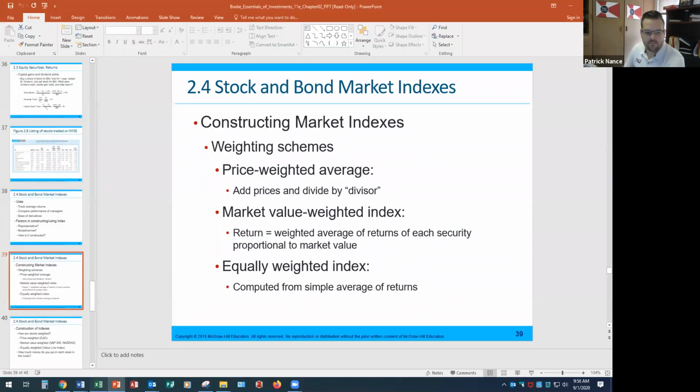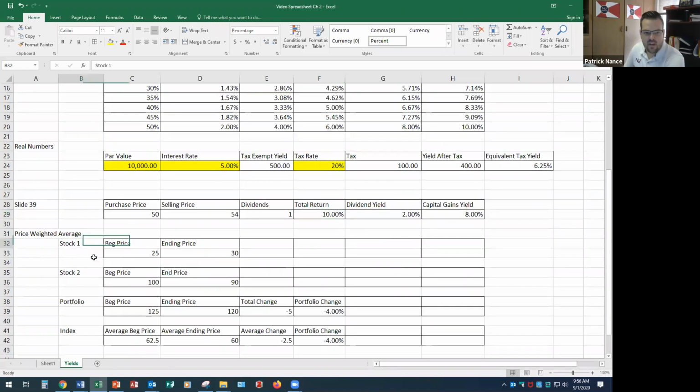So for example, if I have two stocks, stock 1 and stock 2 right here, where I bought stock 1 for $25 and it went up in value to $30, the beginning versus ending, and they didn't give us time frames really. Stock 2, I shouldn't say bought, this is an index. The beginning price for the time frame was $100 and the ending price was $90. So for the whole portfolio, my beginning price, I just add those two numbers together. For the ending price, again, I just add those two numbers together. And I can find a total change, and my total portfolio change would just be the total change divided by the beginning price.